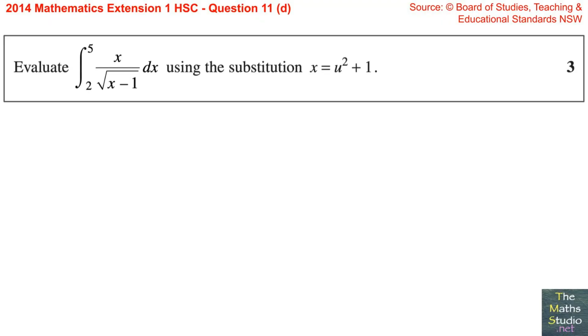Question 11, Part D. Evaluate the integral of x over the square root of x minus 1 dx from x equals 2 to x equals 5 using the substitution x equals u squared plus 1.